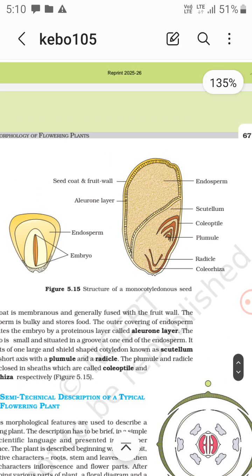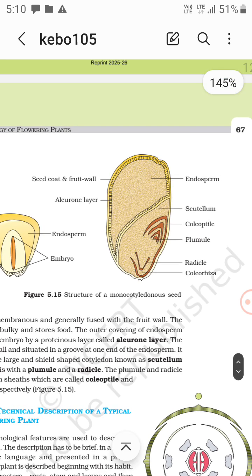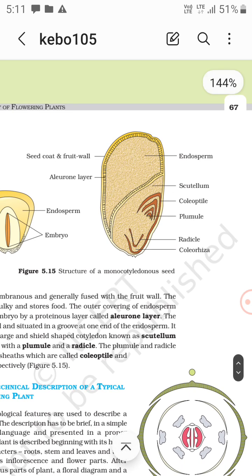See in the diagram. It's showing the endosperm and inside there is embryo. Okay, now in here seed coat and fruit wall is fused. Then there is aleurone layer that separates the endosperm and embryo. So the endosperm and embryo get separated by an aleurone layer. Okay, so embryo has a scutellum. Okay, and plumule is covered by the coleoptile and radicle is covered by the coleorhiza. So this is the structure of monocotyledonous seed.